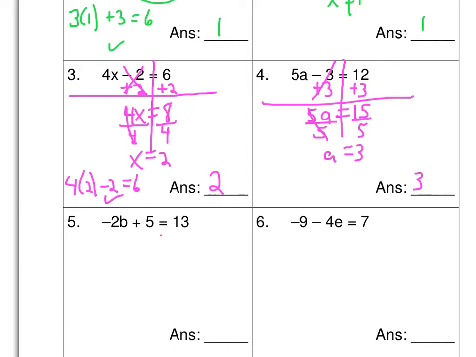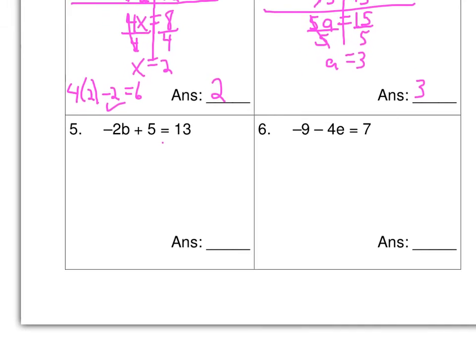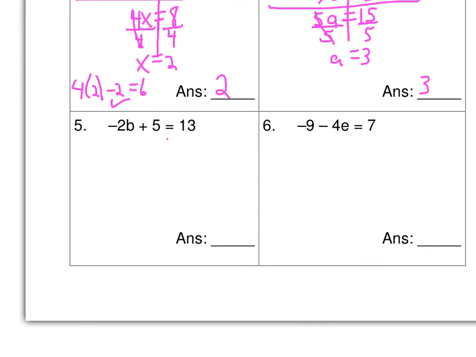Okay, those are some simple ones. Now we have some that are a little more complicated because you have some negatives in there, some integers. So let's see. First of all, negative 2b plus 5 equals 13. Write it down, then draw a line. Whatever you do to one side, you have to do to the other.